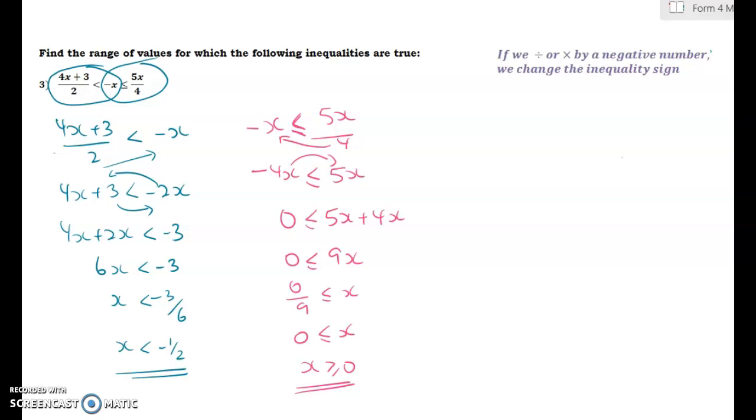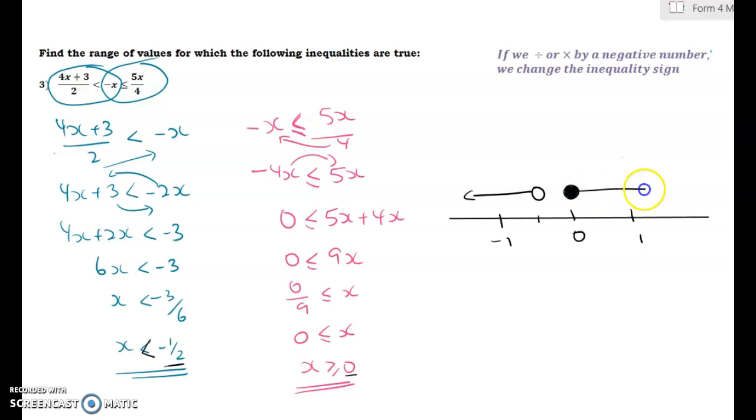Now to the number line. Making sure we cater for the minus a half and the 0. So I put 0 here, 1, minus 1. Minus a half will be here. X is less than minus a half will go this way. And x is greater than or equal to 0 will go from here, colored it in, and go all the way that way.